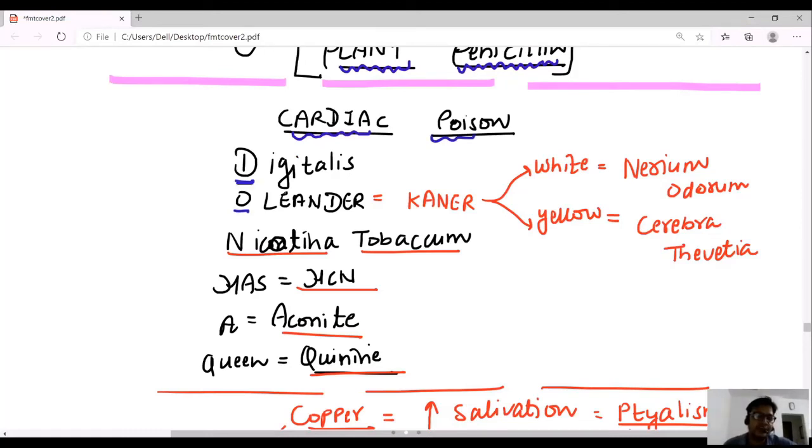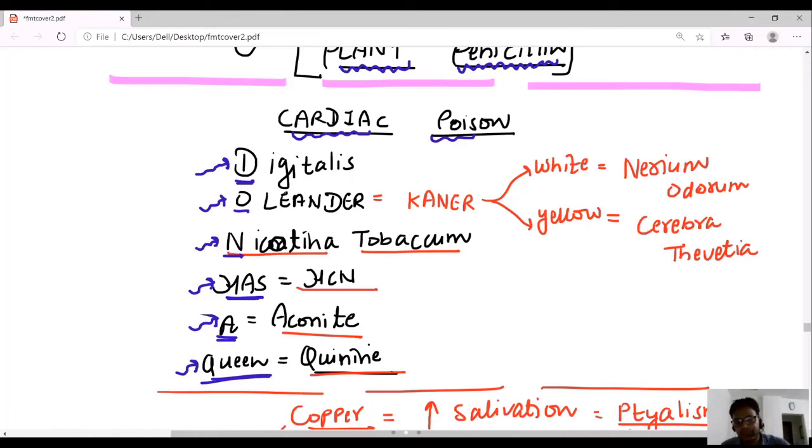Now, sir, cardiac poisons, which attack the heart, we can remember by a very simple trick. Dawn has a queen. D for digitalis, O for oleander, N for nicotiana tabacum, H for hydrocyanic acid, A for aconite, and queen for quinine. These are the cardiac poisons.